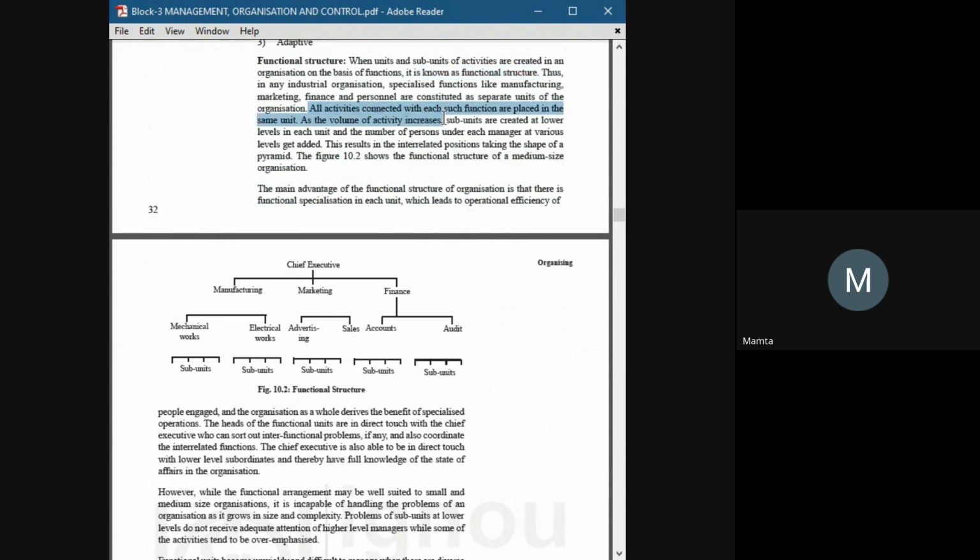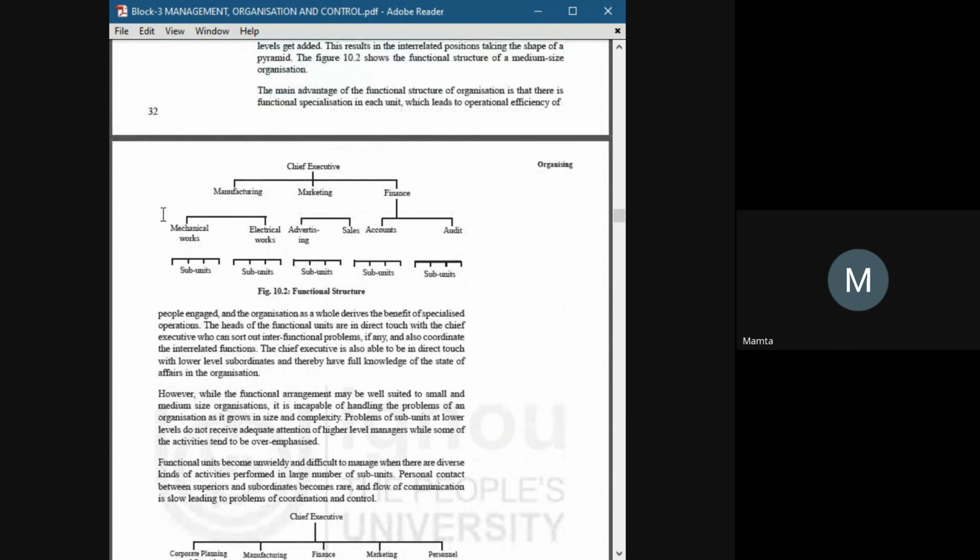All activities connected with such a function are placed in the same unit. As the volume of activity increases, subunits are created at lower levels in each unit, and the number of persons under each manager at various levels gets added. The main advantage of functional structure is that there is functional specialization in each unit, which leads to operational efficiency of the people engaged, and the organization as a whole derives the benefit of specialized operation.